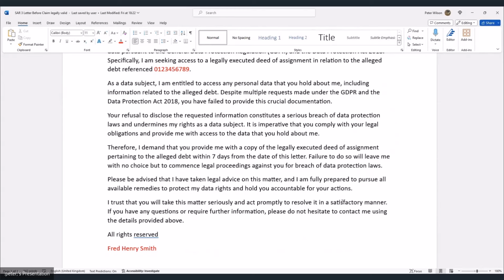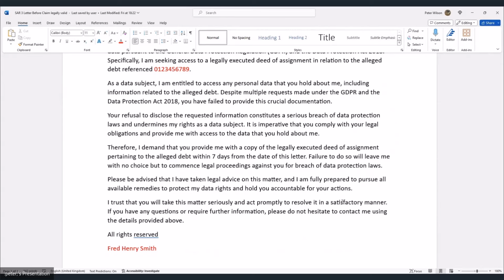Failure to do so will leave me with no choice but to commence legal proceedings against you for breach of data protection laws. Please be advised that I have taken legal advice on this matter and I am fully prepared to pursue all available remedies to protect my data rights and hold you accountable for your actions. I trust that you will take this matter seriously and act promptly to resolve it in a satisfactory manner. If you have any questions or require further information, please do not hesitate to contact me using the details provided above. All rights reserved.